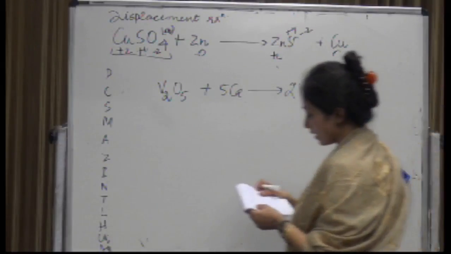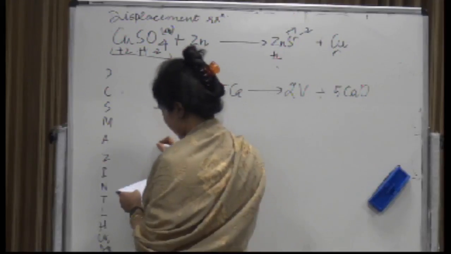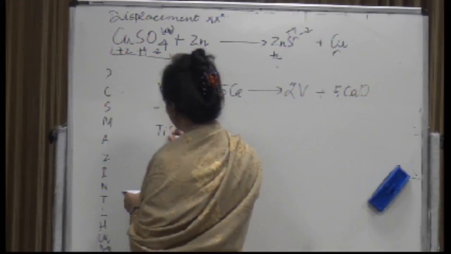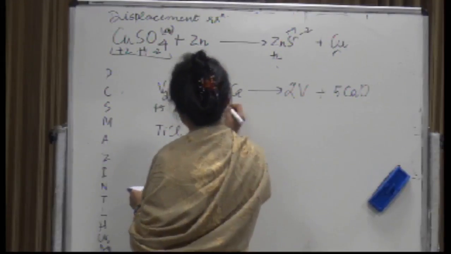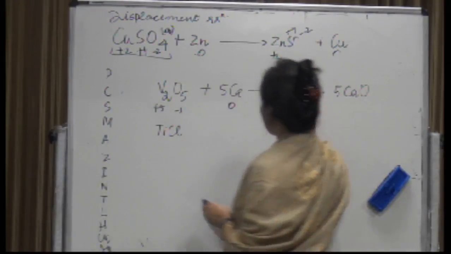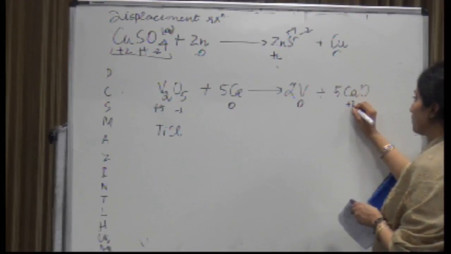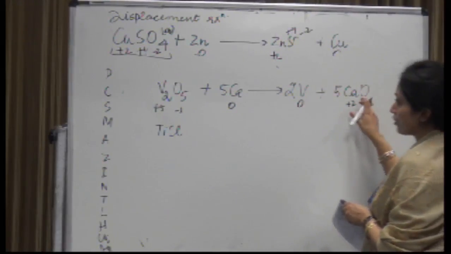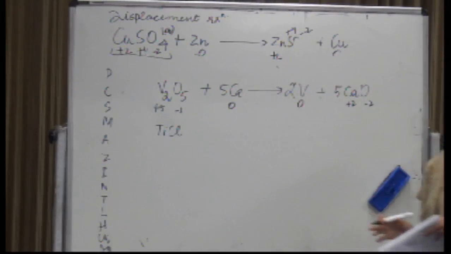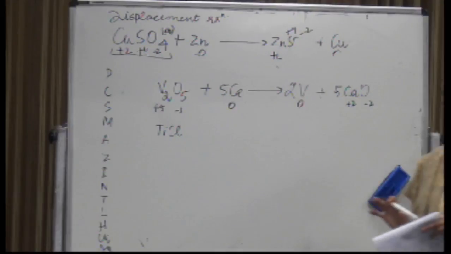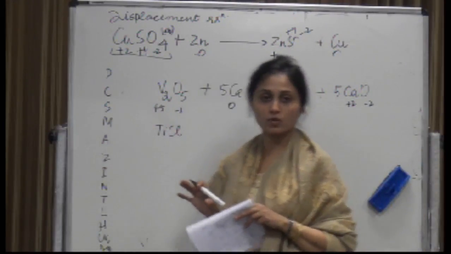This is 5CaO. What are the oxidation states? Find it out for vanadium. Plus 5, very good. Oxygen is -2. Calcium is 0. Vanadium now is 0, very good. So calcium is getting oxidized and vanadium is getting reduced. This is simply your displacement reaction in which calcium is displacing vanadium from its oxide.